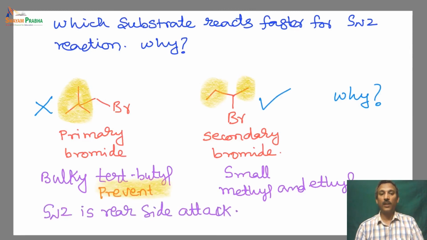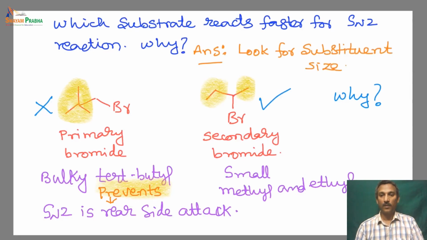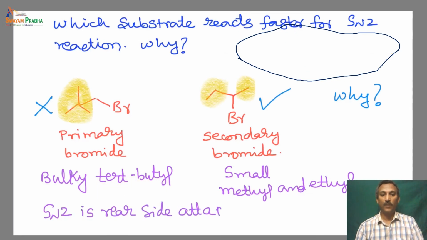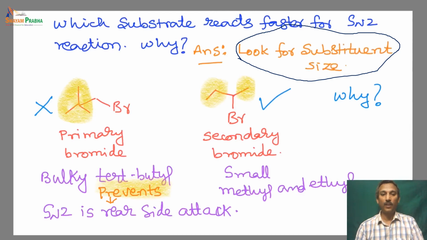So let me reiterate the same thing. We have to look for substituent size. This is the most crucial factor for SN2 reaction, because SN2 reaction is a rear side attack. So a bulky tertiary butyl substituent prevents the rear side attack, so the reaction proceeds slower. So this is how we have to identify which one reacts faster and which one reacts slower.